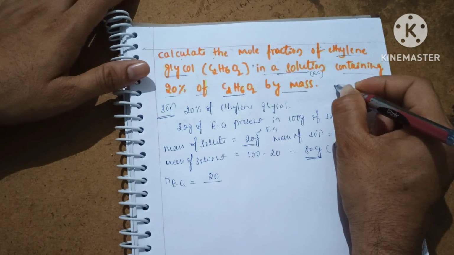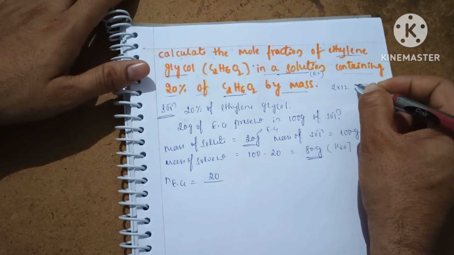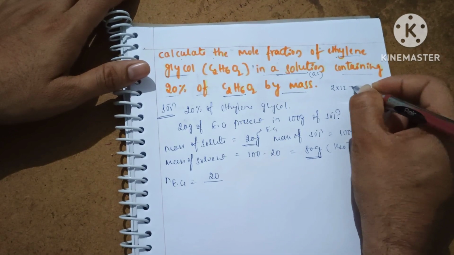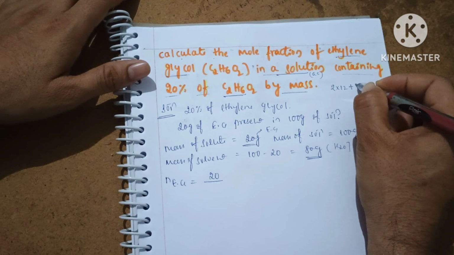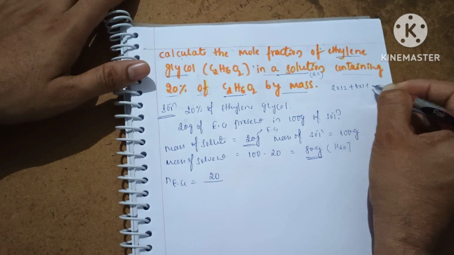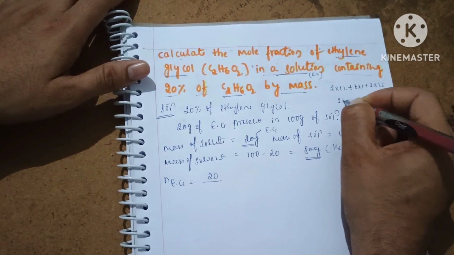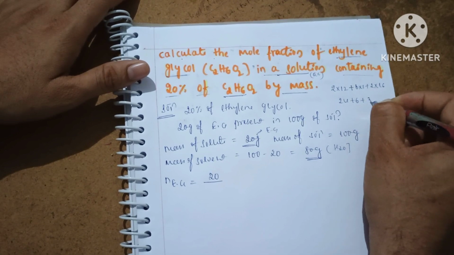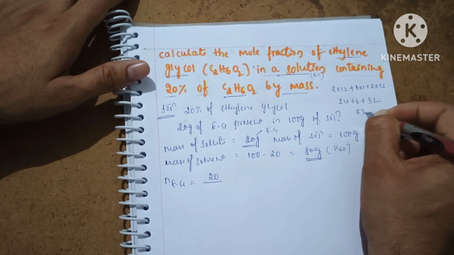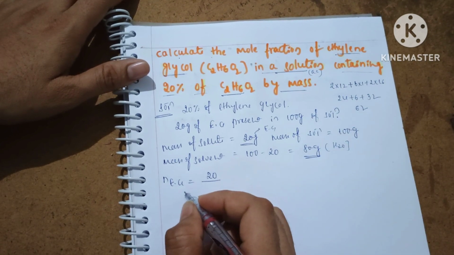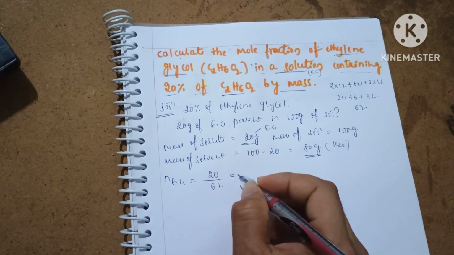The molar mass of ethylene glycol, C2H6O2, is: atomic mass of carbon is 12, so 2 into 12, plus atomic mass of hydrogen is 1, 6 into 1, plus atomic mass of oxygen is 16, that is 2 into 16. It becomes 24 plus 6 plus 32, which is 62. That means the molar mass of ethylene glycol is 62.